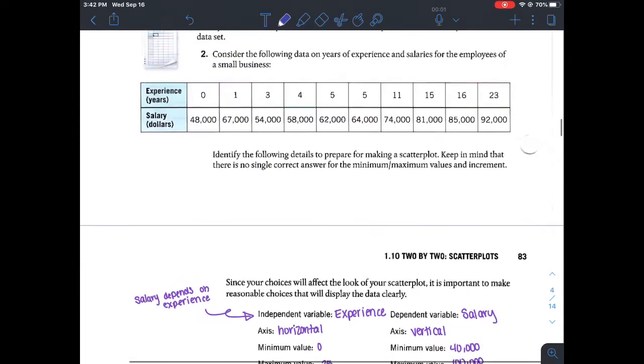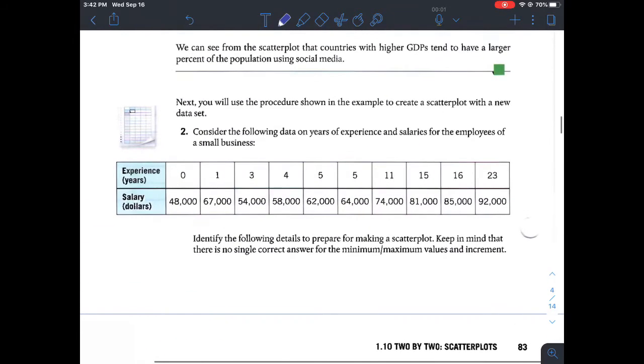Okay, that's enough about that. Let's actually go through an example ourselves. So this is a scatter plot showing salary and years of experience. Usually the longer you've been an employee at a company, the more money that you'll make because you have more experience. So at 0 years, your starting salary is $48,000. If you stay with that company for 23 years, your salary will go to $92,000 per year.